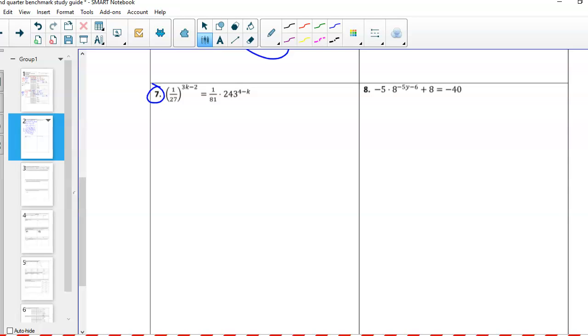So this has a couple different things going on, so I'm going to do this a little separately. I'm going to look at just these two. Could I change both of these to be the same base? To what base? 3 to the negative 3 for this one. And then 3 to the negative 4 for this one. So remember, you need to know your exponent rules.